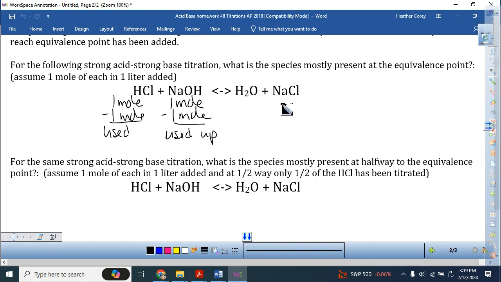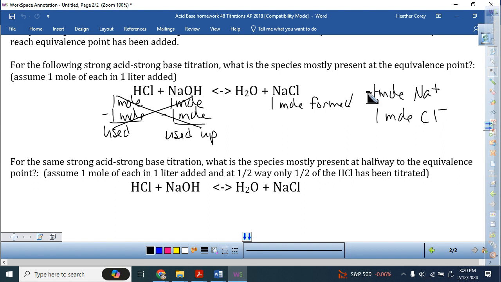And NaCl is formed. How much NaCl? 1 mole of NaCl is formed. So we don't have any of this left over. They're all equally reacted. So at the equivalence point, we have 1 mole of Na plus and 1 mole of Cl minus. These are both neutral ions. They have no effect on the pH, and so the pH will be 7.